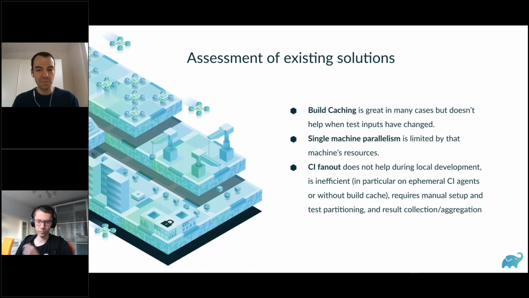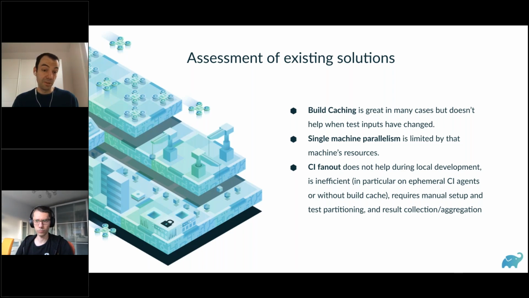Single machine parallelism is limited by the machine's resources the build runs on, right? You cannot scale beyond your cores. CI fan-out does not help at all during local development. It only works on CI. And it's really inefficient, in particular on ephemeral CI agents. So those are agents you start up for every build. You will probably have to download the Gradle distribution again, download all the dependencies again, maybe build everything, especially if you don't use the build cache, up to the point where you can actually start executing the tests. There's a lot of work that has to be done on each of these nodes that you fan out.